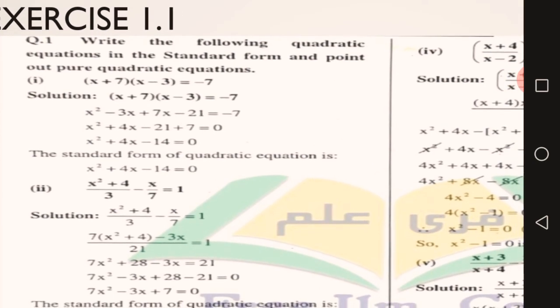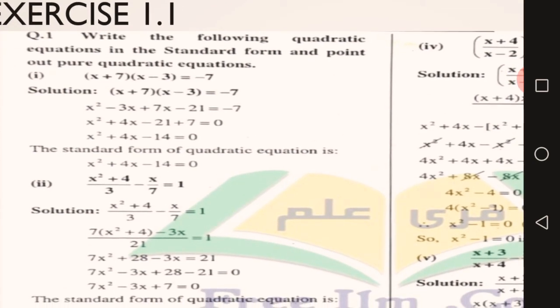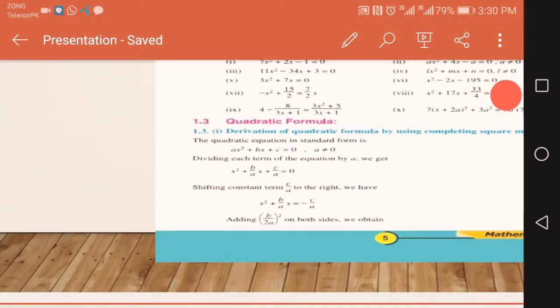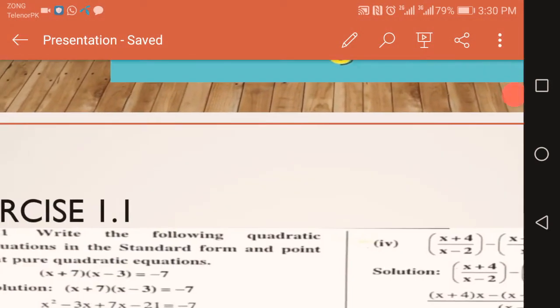In your first part, exercise 1.1, here (x + 7)(x - 3) is equal to -7. So what's to do with it? We will multiply both the brackets, like x will multiply with x, x square, -3 will multiply by x, -3x, plus 7x minus 21 is equal to -7.